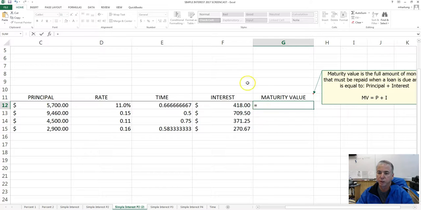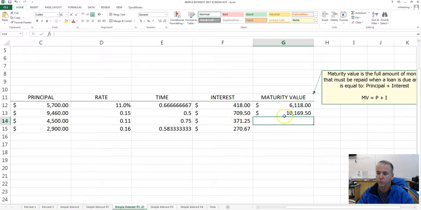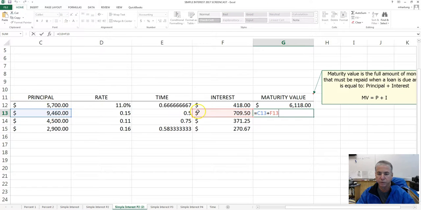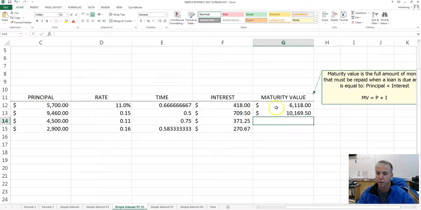So let's go ahead and calculate the maturity value. Equal sign, very simple calculation. Principal plus interest. There we go. And because we have this relative referenced formula, we could go ahead and copy that formula over to the rest of these calculations. Two ways to do that.